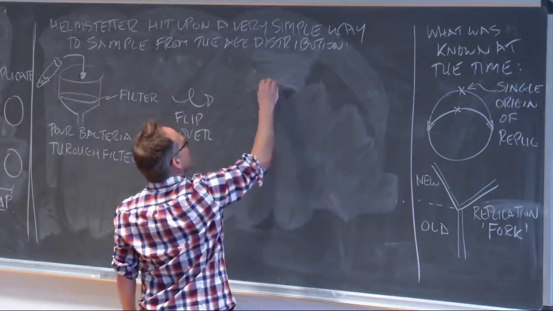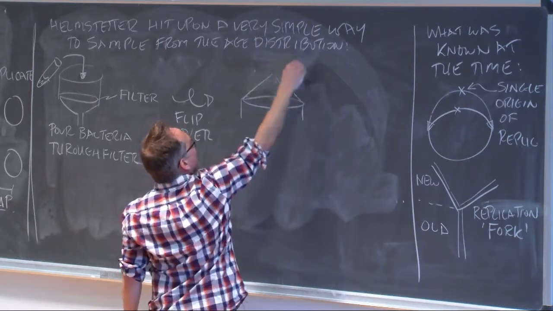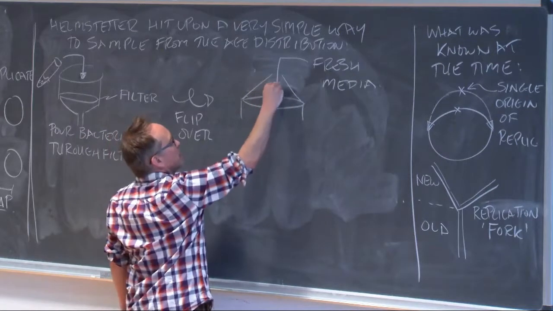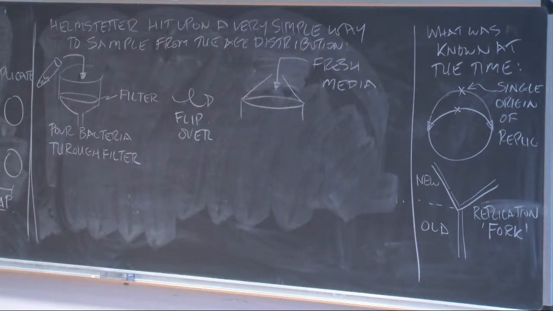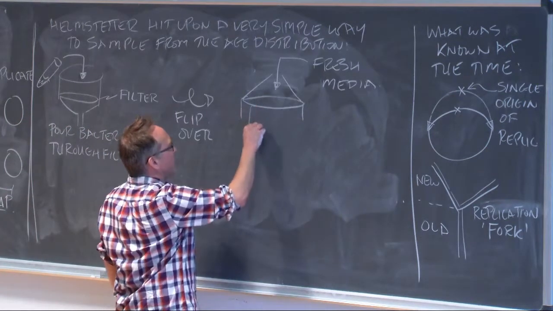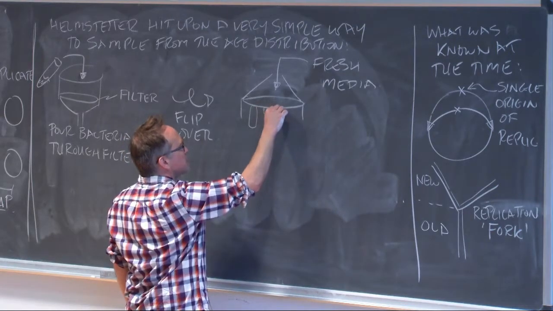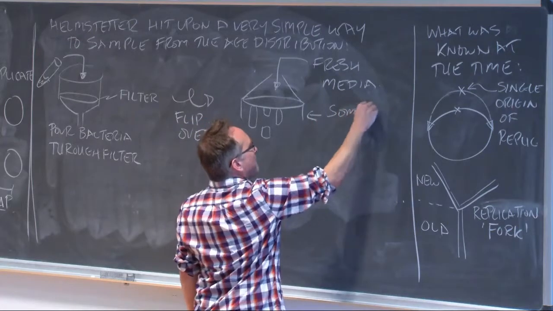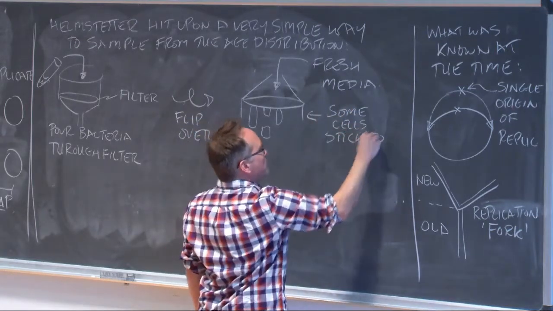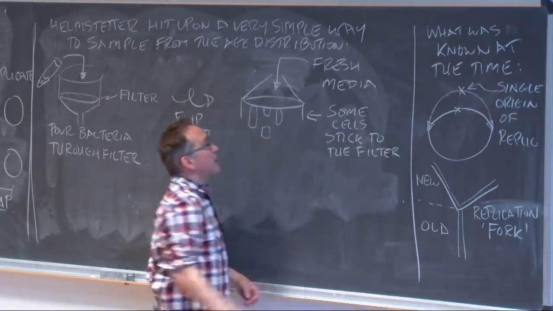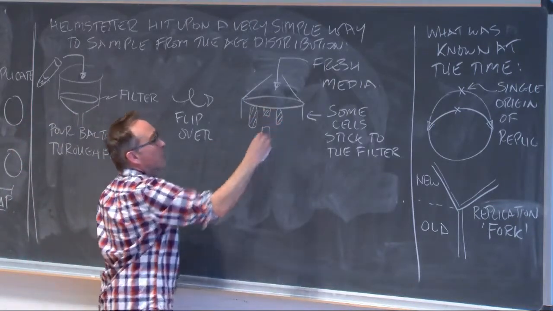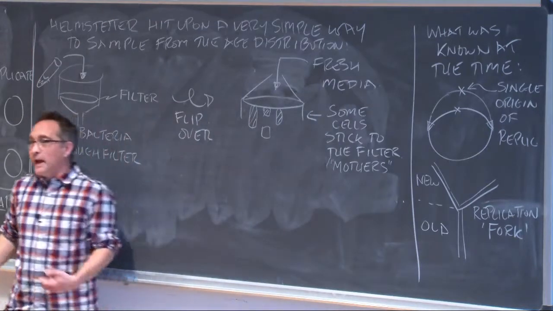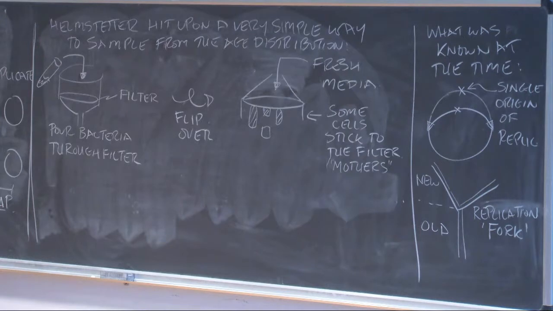Now, this is a poor drawing here. Now, fresh media starts dumping through like this. And as luck would have it, some of the bacteria would stick to the filter paper. So you'd end up with some, let's see, this guy's halfway done. This one just had a baby. So you had some cells stick to the filter. That's these guys. These are called the mother cells. And as they grow, so their heads are stuck to the filter, as they grow, their daughters drop off their feet.